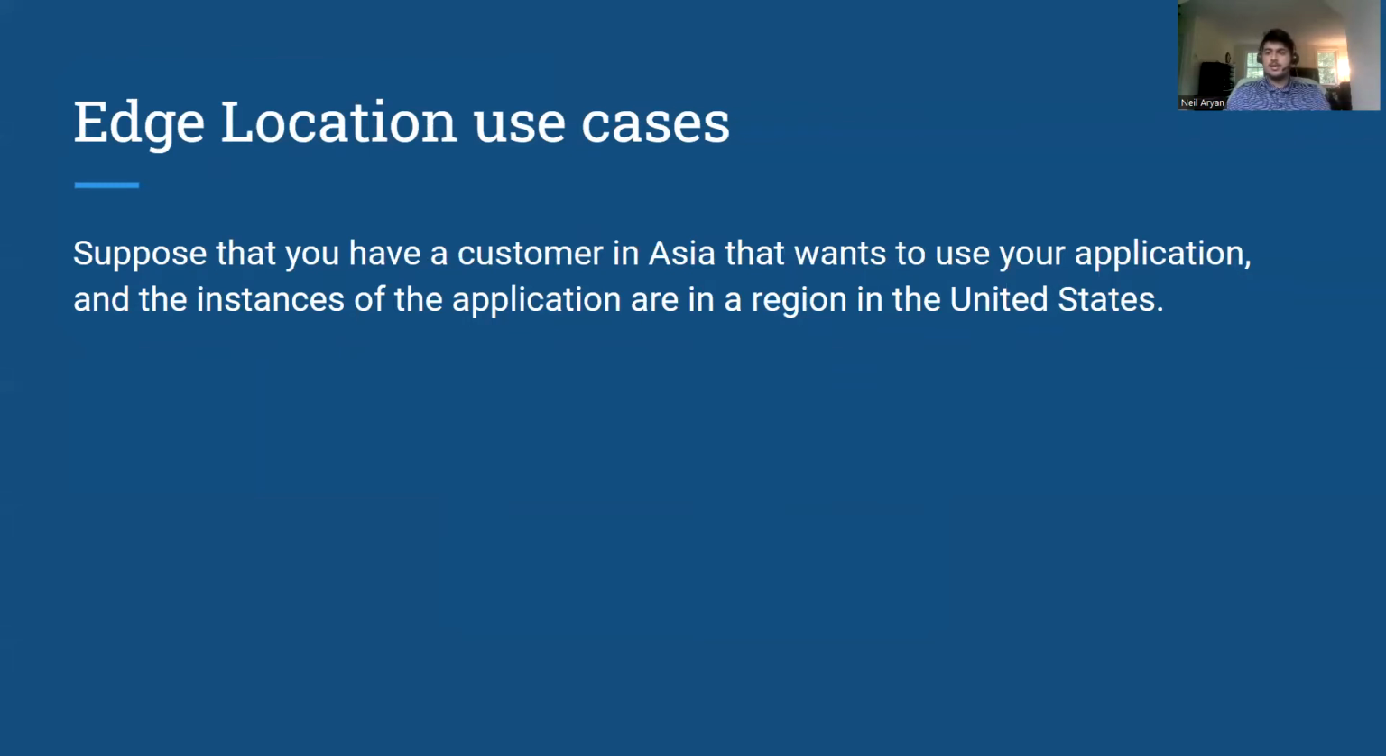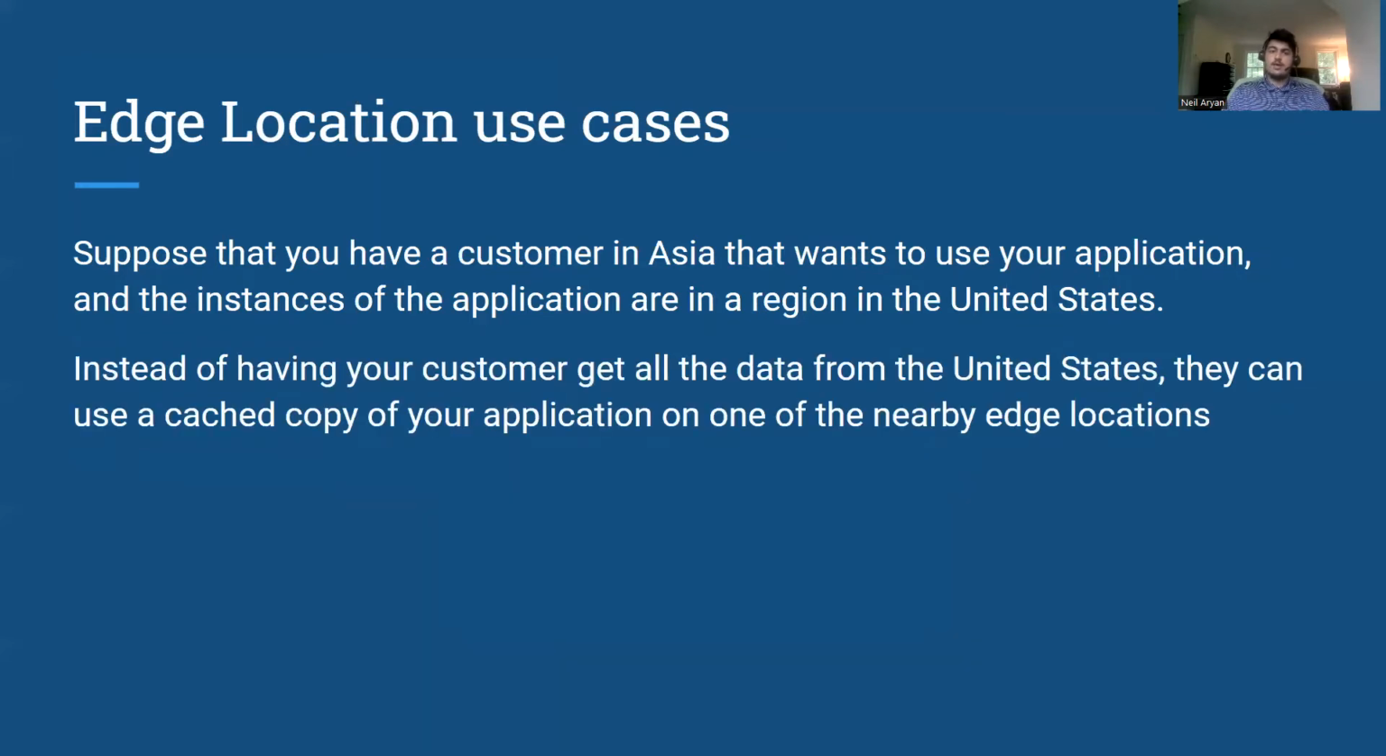And that takes a long time because this is really limited by the speed of light. And it's going to take a while for this to be sent back and forth. So what we can do is instead of having your customer get all the data from the United States, they can use a cached copy of your application in one of the nearby edge locations.